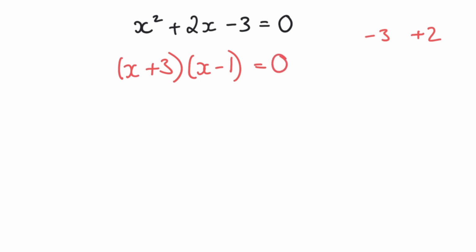Now from our basic math skills, we know that anything times 0 is equal to 0. So one of these brackets here must equal 0 for this equation to be true. So if this first one is 0, x must equal minus 3, because minus 3 plus 3 is 0, making this equation correct. If this one is equal to 0, then x must equal 1, for 1 minus 1 is equal to 0. So the solution to this equation is x equals minus 3 or x equals 1.